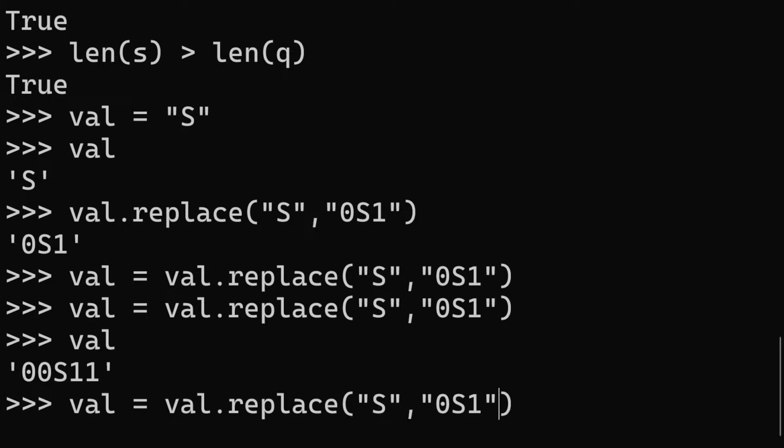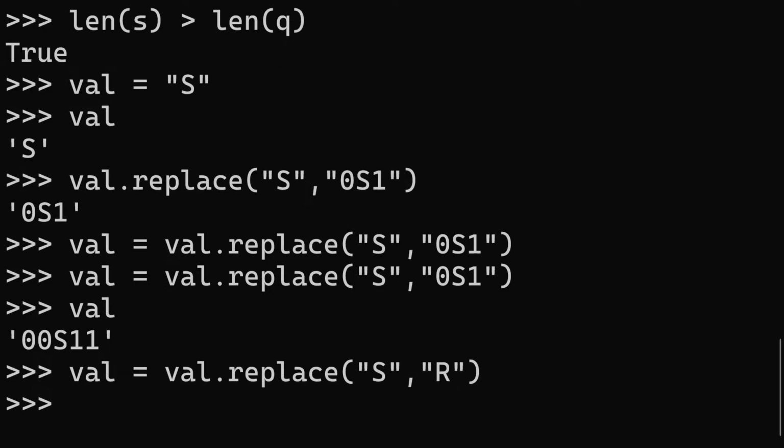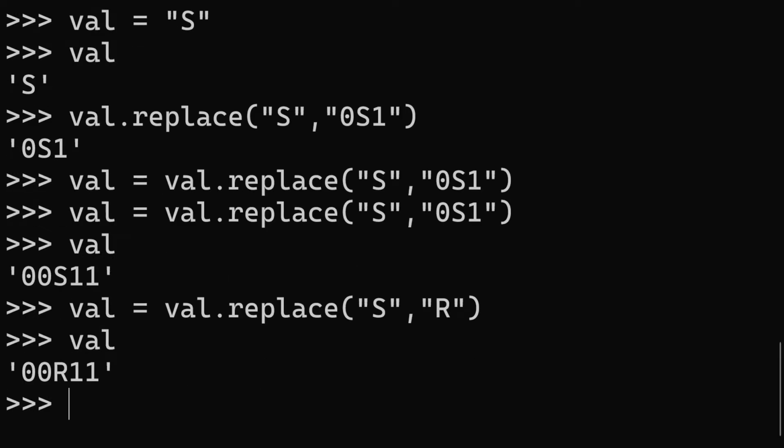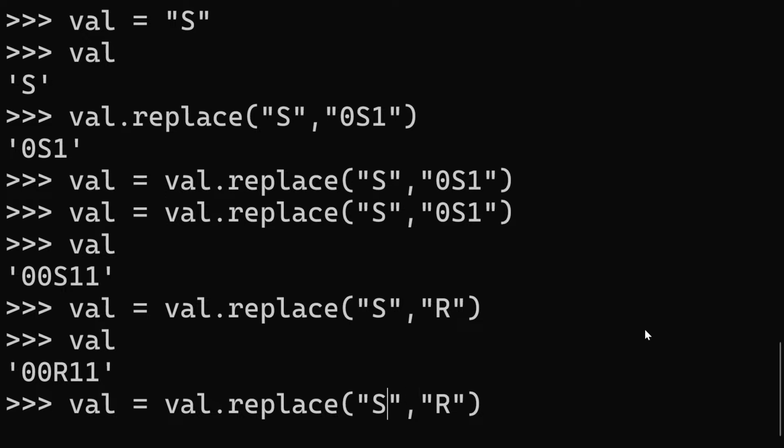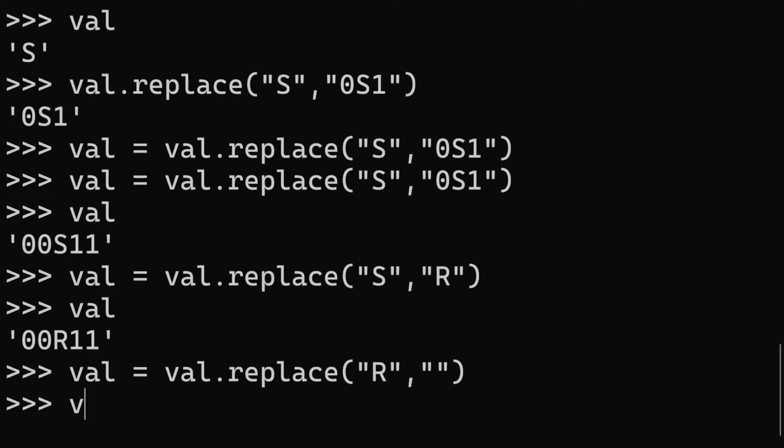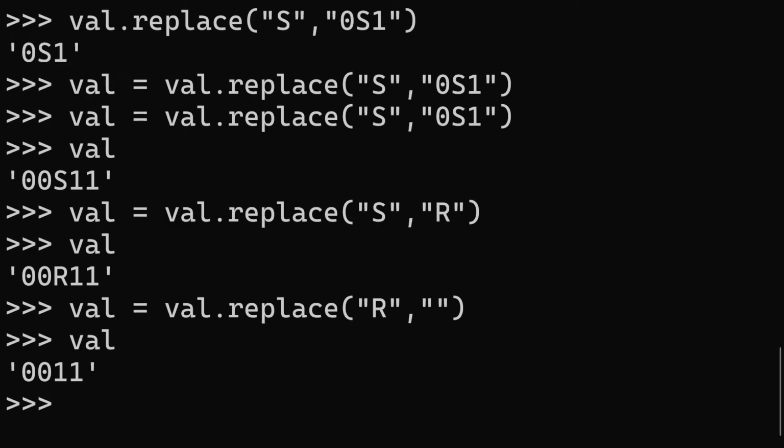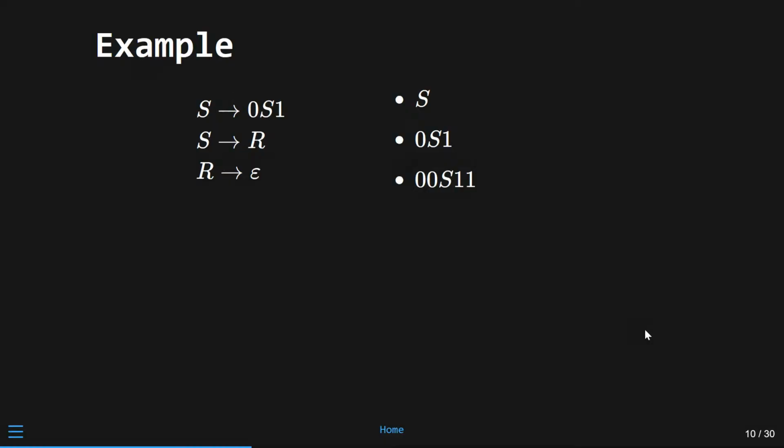What's another example of a substitution rule? We can substitute S for R. And what's an example of another substitution rule? We can substitute R for nothing. That's only terminals, and we're done. Substitute S for R, substitute R for nothing. Done. Here's another example. S, 0, S, 1, 0, R, 1, 0, 1.